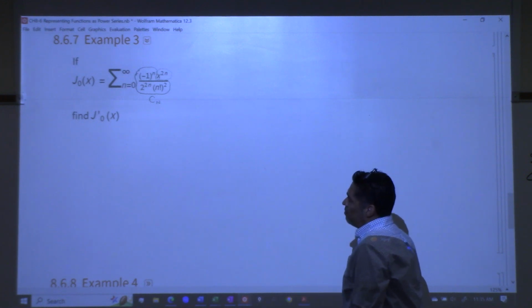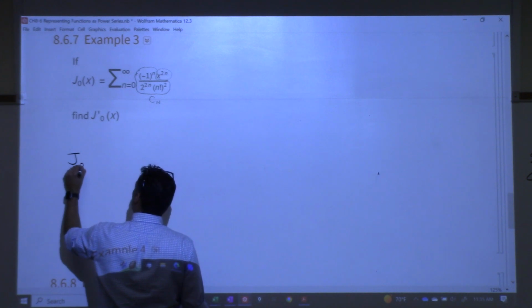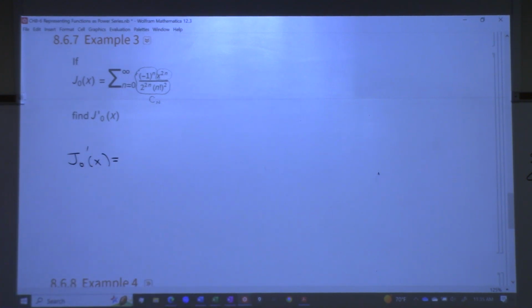So any guess as to what this is? I want to see if someone can guess. It's not a complete guess, but go for it. The C sub n is like a constant, so you don't differentiate that, right? It comes for the ride. So differentiate x to the 2n. What would you get?